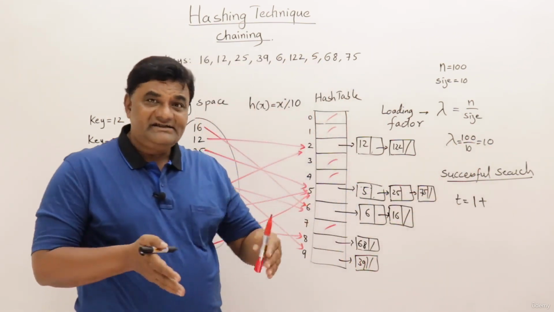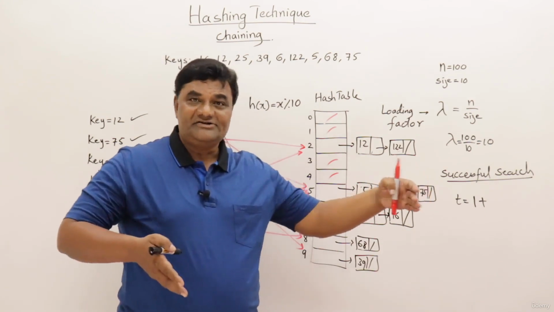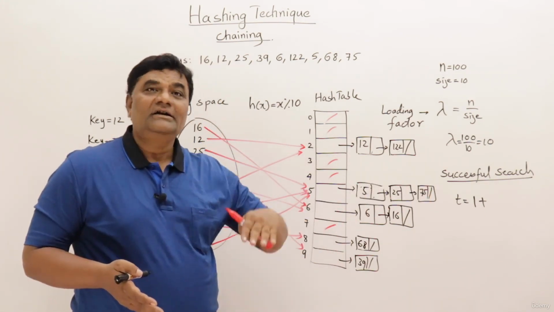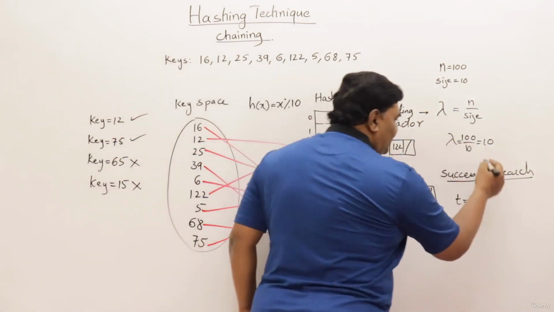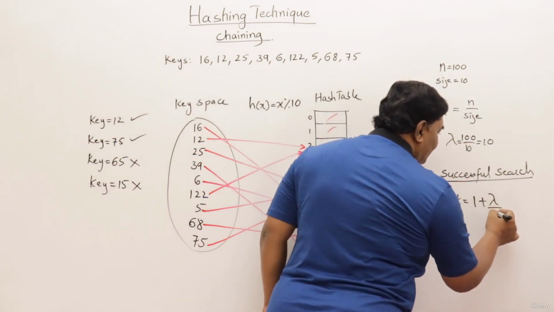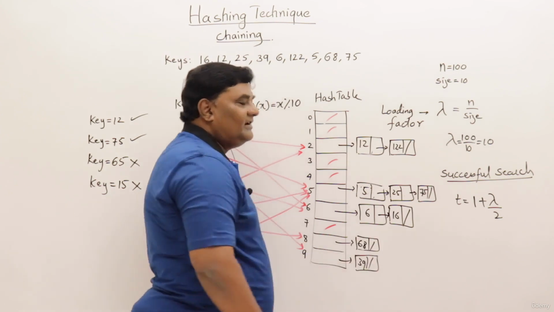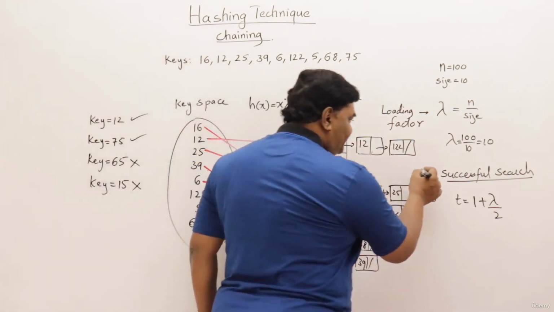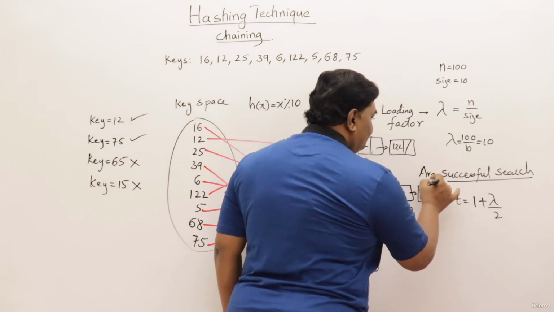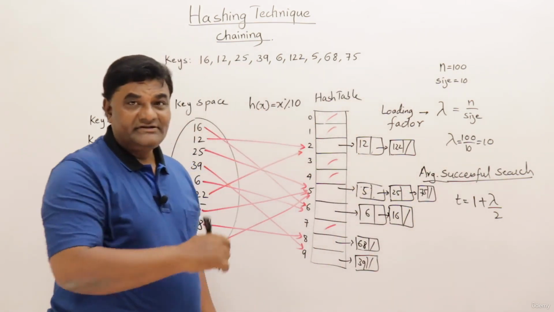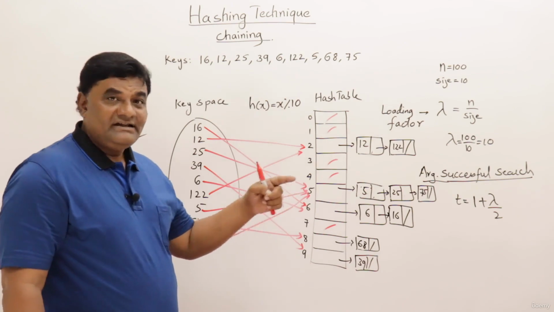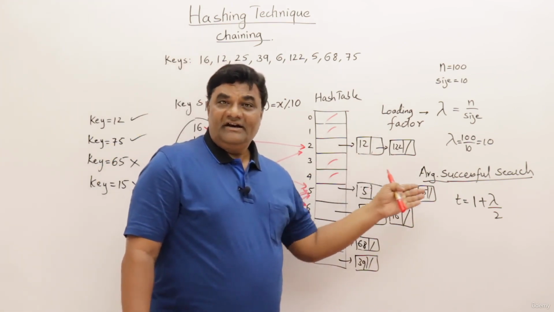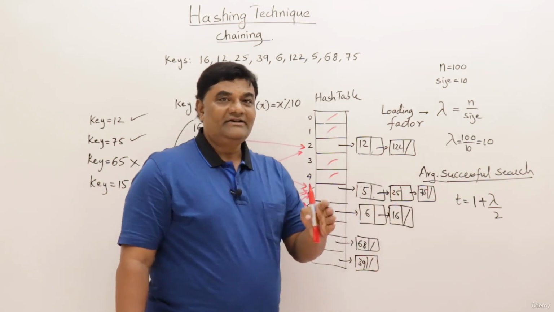For searching, maximum how many comparisons? 10 comparisons. Minimum how many comparisons? Just 1 comparison. Average how many? Half of it. So whatever the lambda is, lambda by 2. This is the time taken in case of a successful search, and this is the average time. Average successful search time is 1 plus lambda by 2. 1 is for the hash function, lambda is the loading factor, and by 2 gives the average.